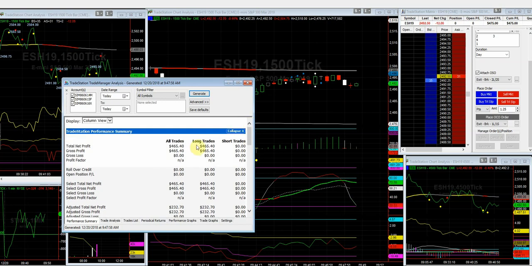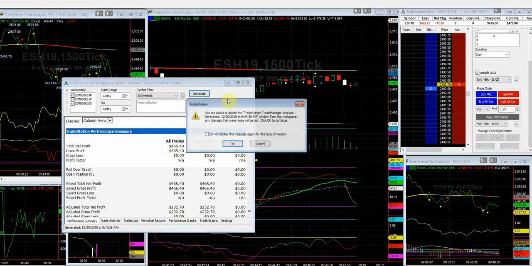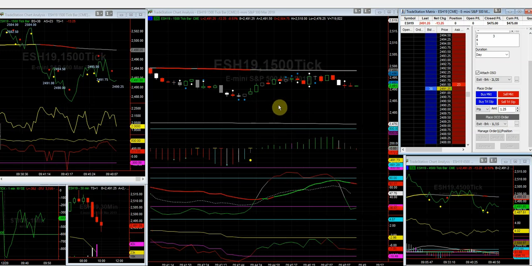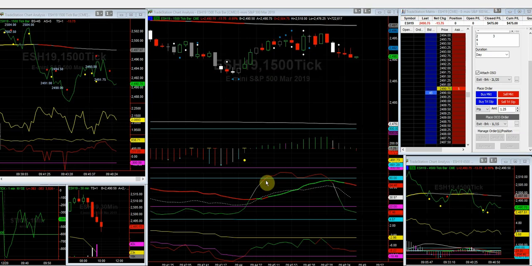So that is a little bit about the concept of high-frequency trading or high-frequency day trading for the retail traders. But again, to do that, you have to have very accurate signals, and you have to manage your trades appropriately.